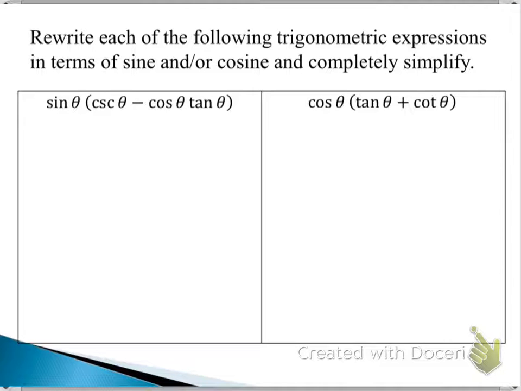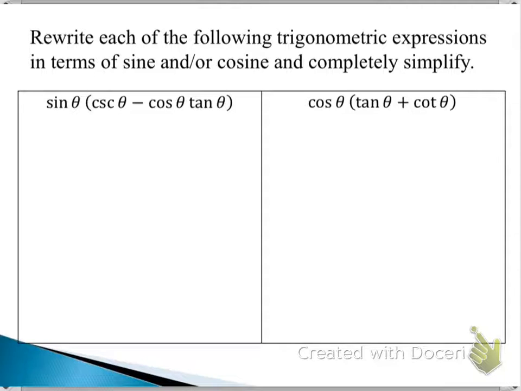All right, so let's continue on. Rewrite each of the following trigonometric expressions in terms of sine and/or cosine and completely simplify. So we have sine theta times the quantity of cosecant theta minus cosine theta times tangent theta. We can tackle this all kinds of different ways. We could use the distributive property first, or we can use the distributive property after using the identities, but it really doesn't matter because you're going to end up with the same answer. But I'm choosing to go ahead and distribute.